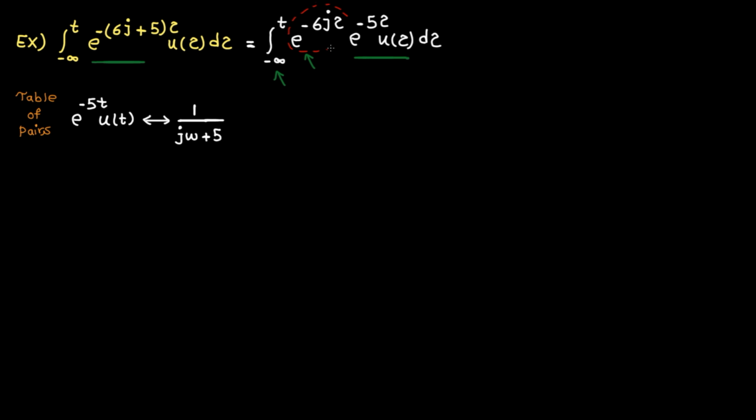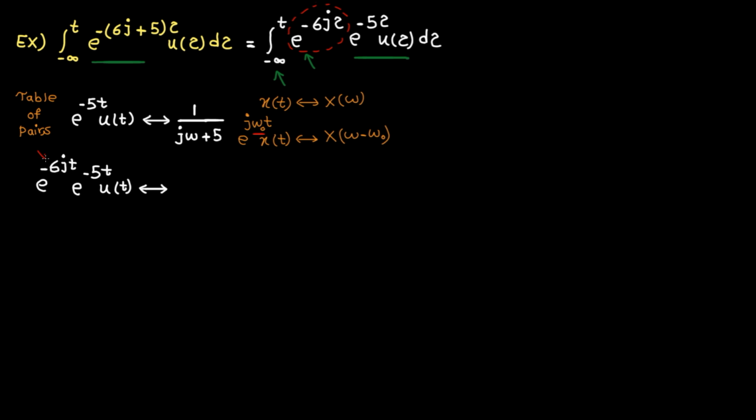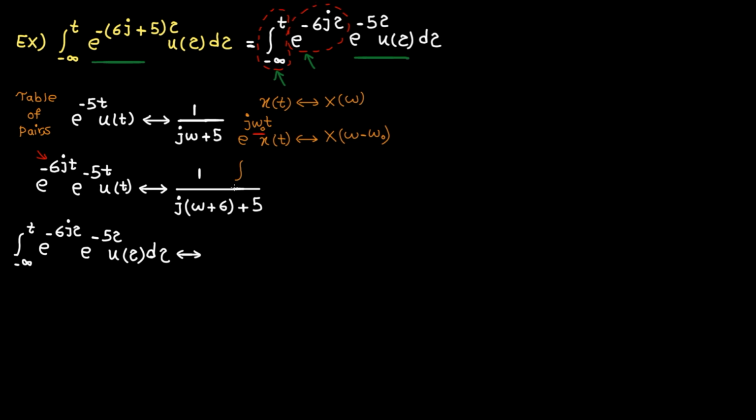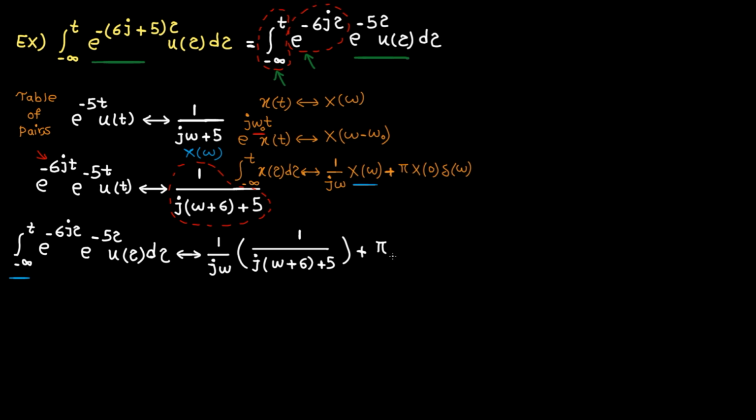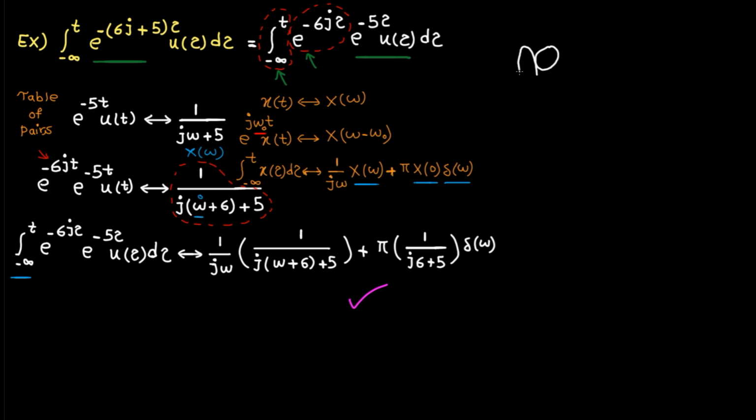Now let's multiply the signal in the time domain by this complex exponential function and use the frequency shifting property where omega naught is minus 6. So we basically need to replace omega by omega minus 6, which is omega plus 6. Last step is to apply the integration and use the time integration property. This guy is our X(omega). So by applying the integral in the time domain, we get X(omega) over j omega plus pi X(0), i.e. replace omega by 0, multiplied by delta(omega). Done.